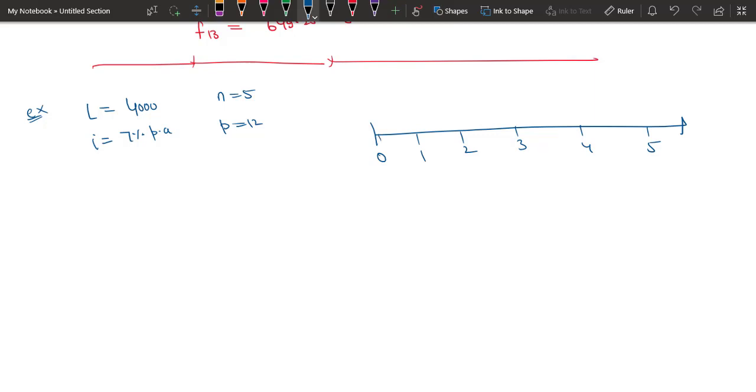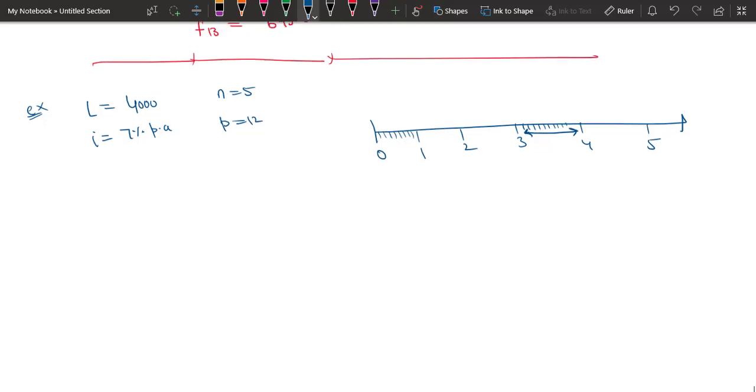So these are the years and the payments are made monthly like this. So 4th year is at time 4, ending at time 4 and starting at time 3. This is the 4th year. Now we have to calculate the total amount of interest paid in this whole year. So there will be 12 payments in the 4th year since the payments are made at the end of every month. So what we'll do?